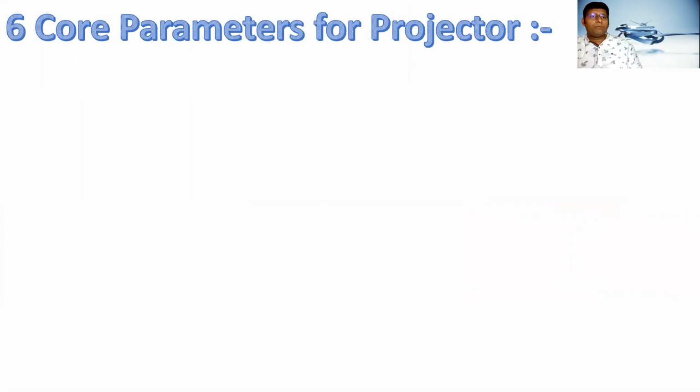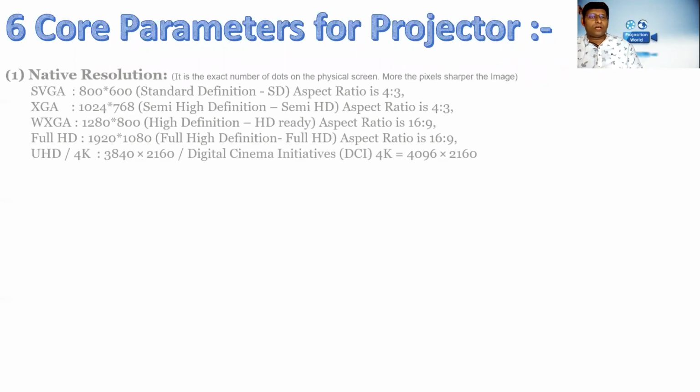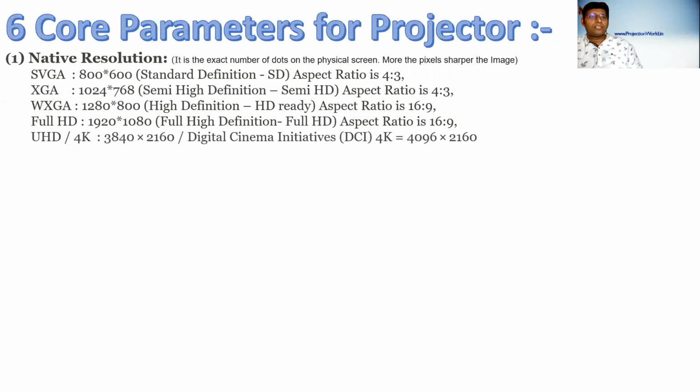Today we will be learning about 6 core parameters for projectors. There are some important parameters. From that, there are the 6 core parameters what we have identified today. The first is native resolution.